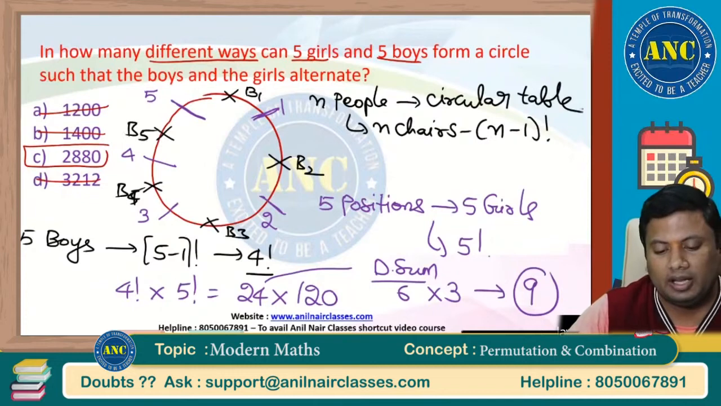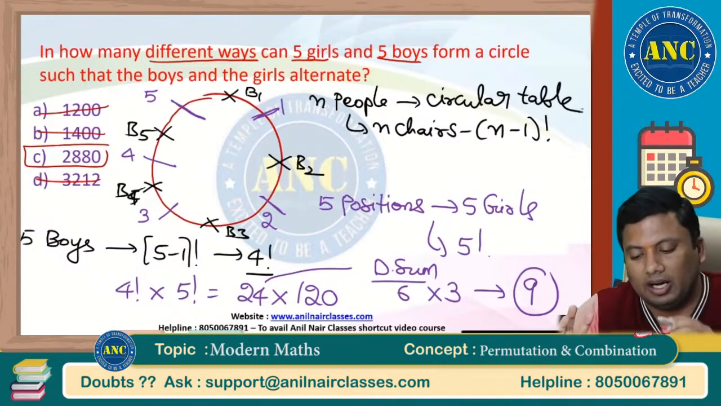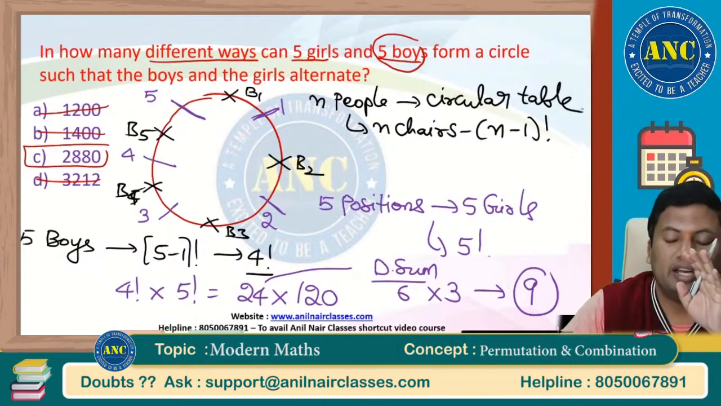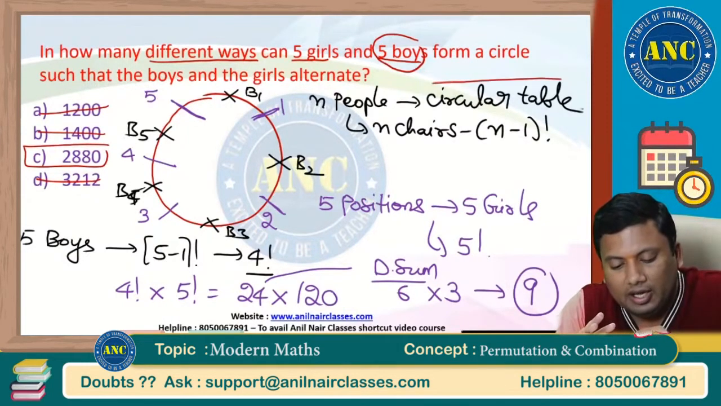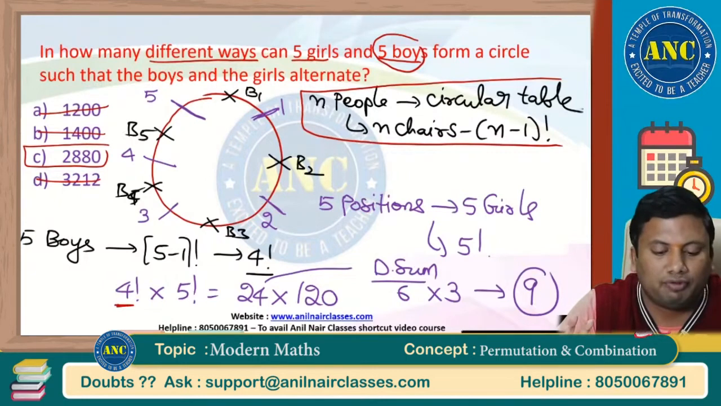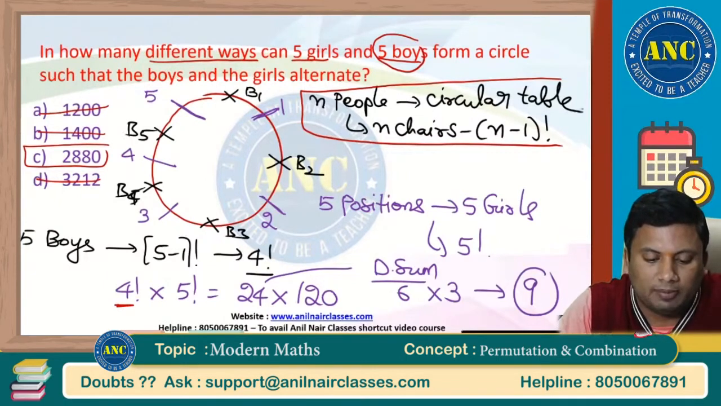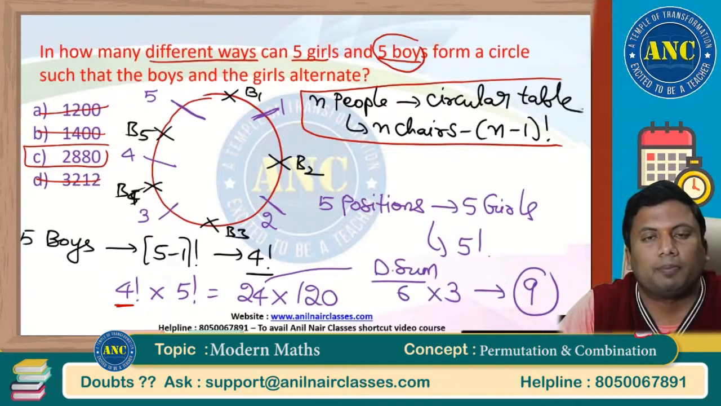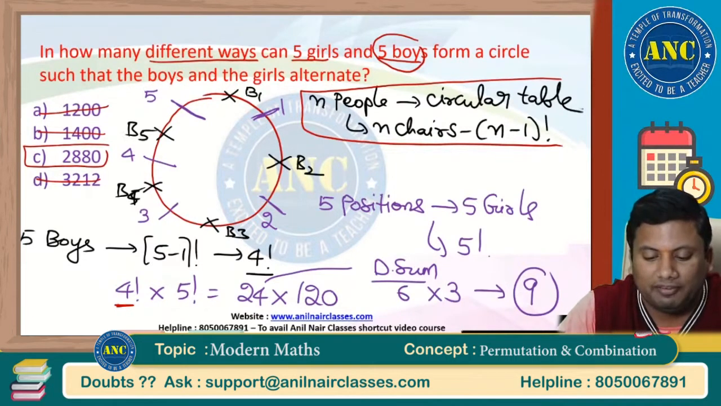Again I am explaining. Boys and girls need to be alternate, so I will first take 5 boys. 5 boys can be arranged in a circular arrangement in 5 minus 1, 4 factorial. Girls and boys need to be alternate, so in between 2 boys there is a gap: 1st gap, 2nd gap, 3rd gap, 4th gap, 5th gap. 5 gaps can be filled by 5 girls.